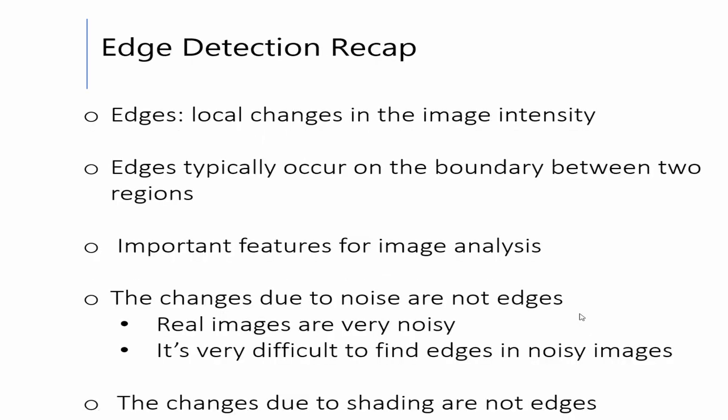Okay, so that's it for edge detection. Let's take a look at the recap. Edges are basically local changes in the image intensity. The edges typically occur on the boundary between 2 regions. So edge detection can be used to find the important features for image analysis. It is important to note that the edges due to noise are not edges, and real images are very, very noisy, and it is difficult to find edges in noisy images. And finally, the changes due to shading are not edges.